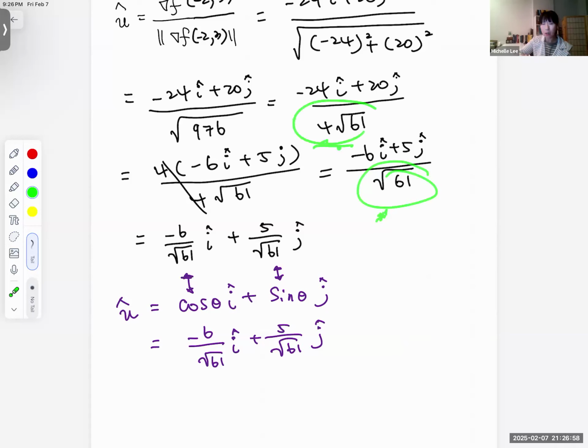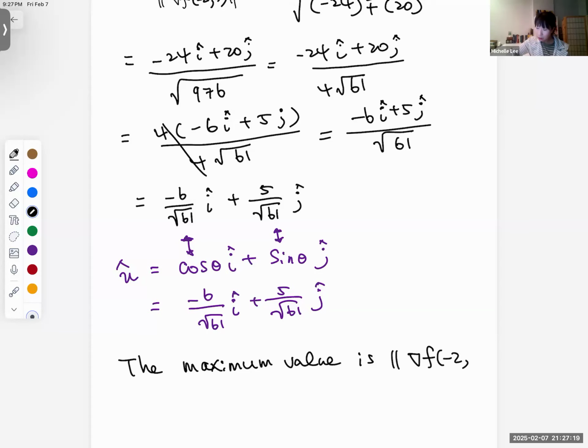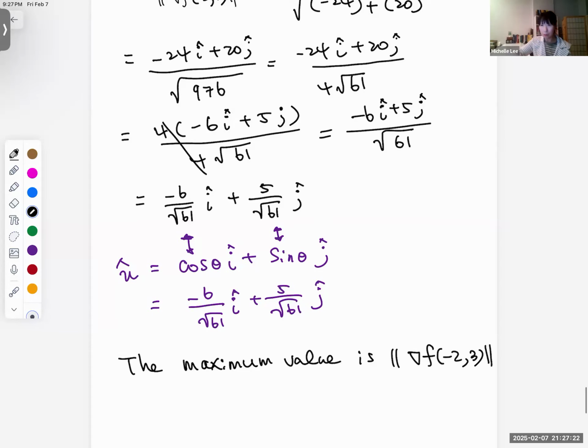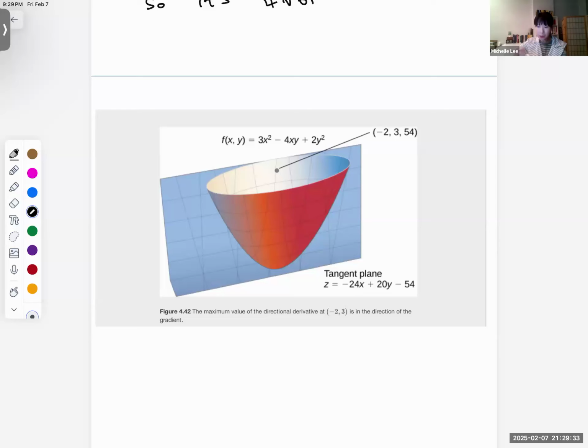The magnitude is square root of 61, oh, 4 square root of 61, because we simplified, right? So the maximum value is the magnitude of the gradient at the point negative 2 and 3. So it's 4 square root of 61. Okay, so here's a nice picture. There's the maximum value, right?